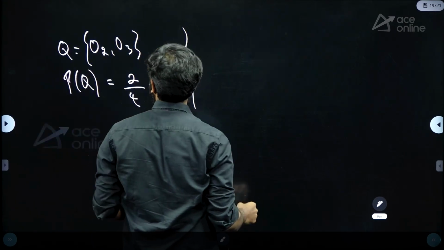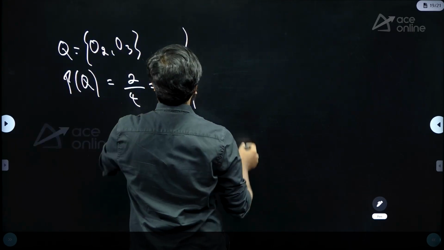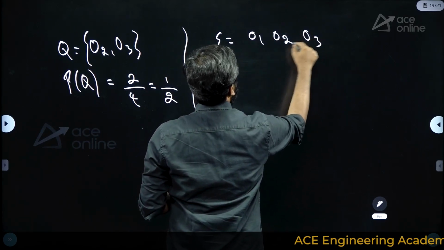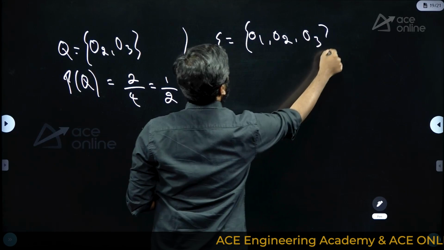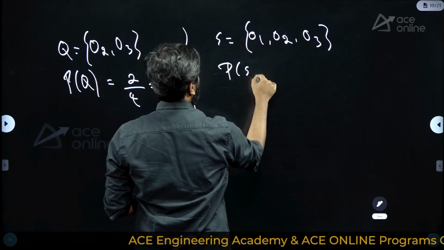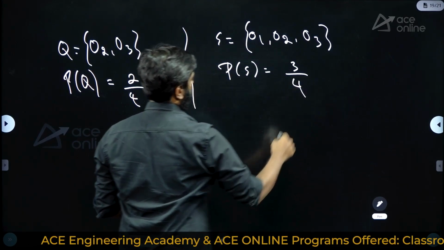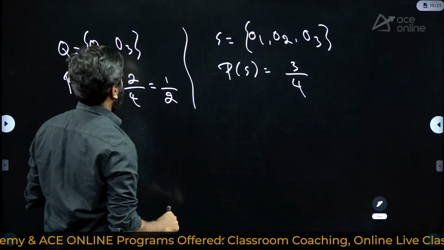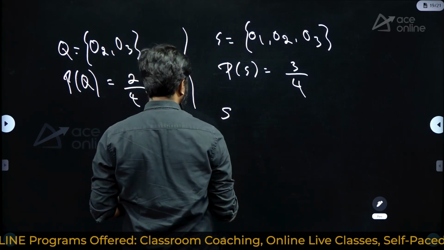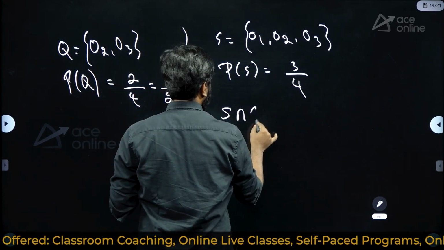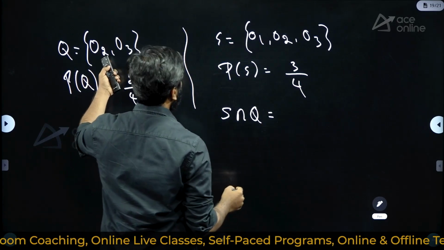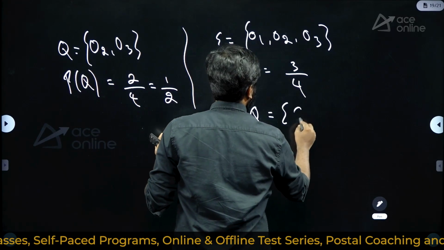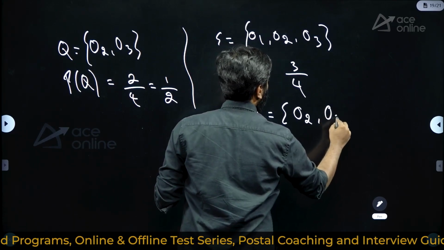Next, S. What is S? S is O1, O2, O3. What is their probability, students? The probability of S is 3 by 4. So earlier we analyzed R and S, now it is Q and S, students. So what is their intersection? Intersection of S and Q. Is there any intersection? Of course there is an intersection. So the points are O2 and O3.